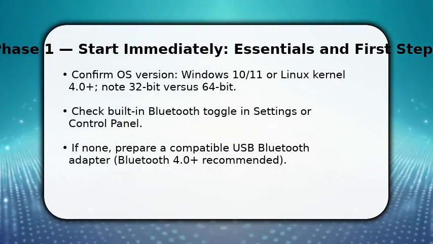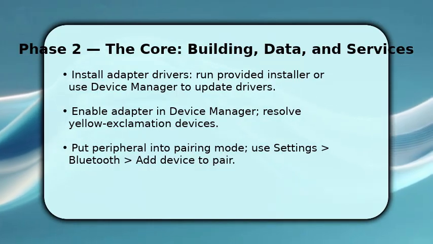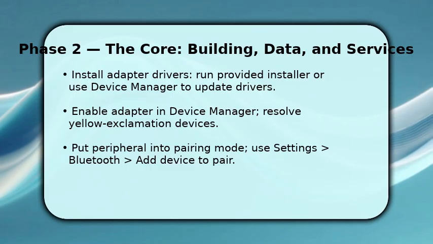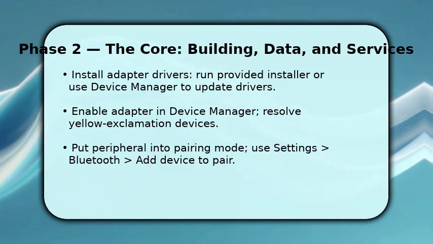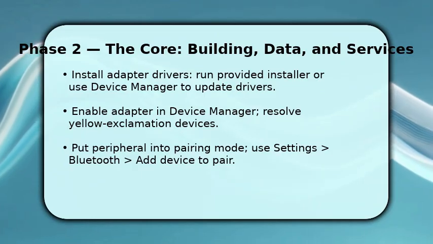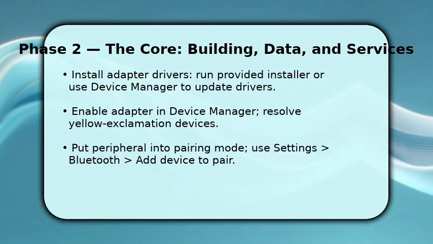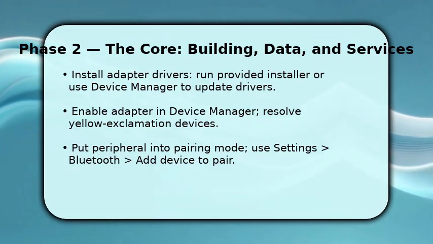You now install and verify drivers. Run the adapter installer or open Device Manager and update the Bluetooth driver. Once installed, expand the Bluetooth node and confirm the adapter appears without warning icons. If you see a yellow exclamation, right-click and select Update Driver or uninstall, then reinstall.